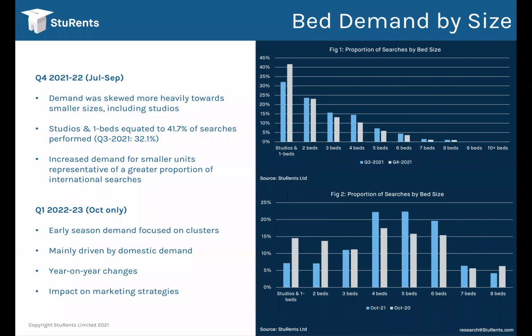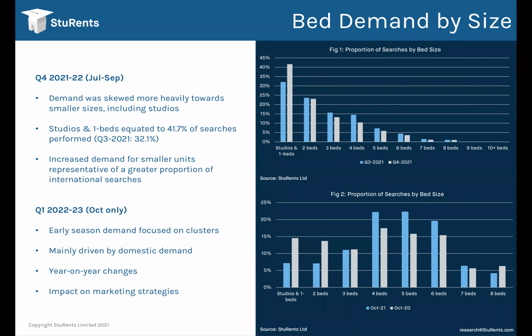If we focus on the grey bars in this particular case, demand was highly skewed towards smaller unit sizes. We can quite clearly see there, studios and one beds were the most searched for size of property on the platform during that period. If we look at percentages, around 42% of searches performed were attributed to that size. And that is up compared to the previous quarter. In Q3, it was around about 32%.